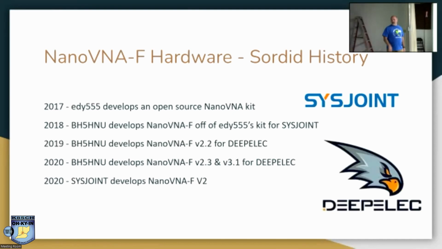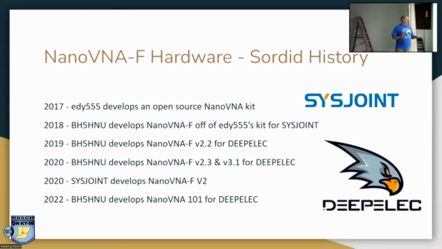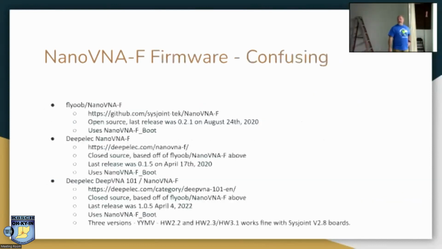Then he developed a VNA 101, and that's basically diverged off from that one. So you have to be very aware, just because you're in version 2 dot something doesn't mean it's the version 2 from Sysjoint. The firmware is very confusing.